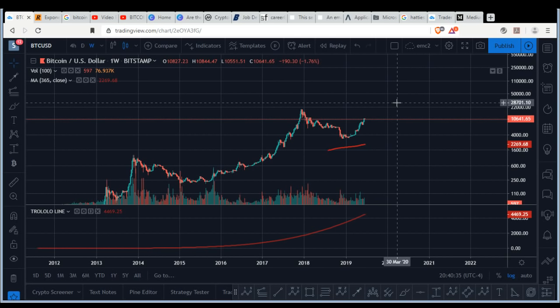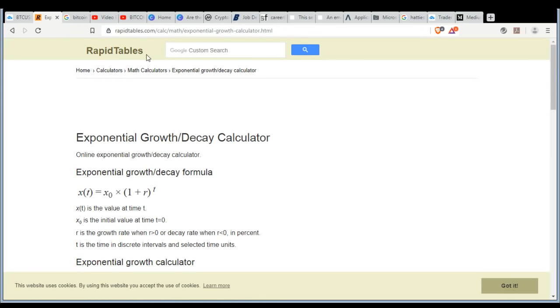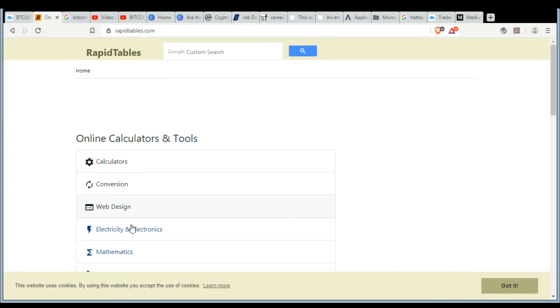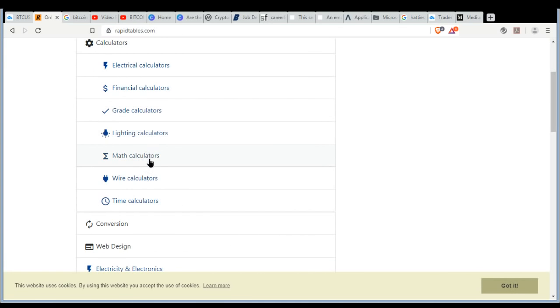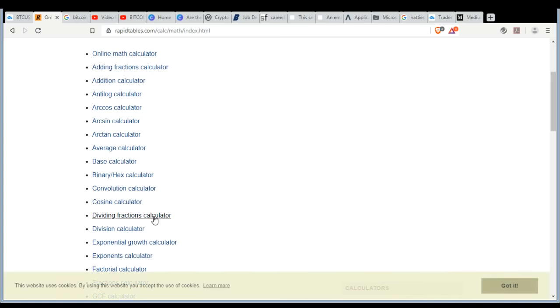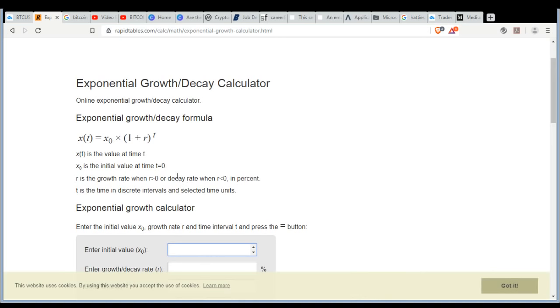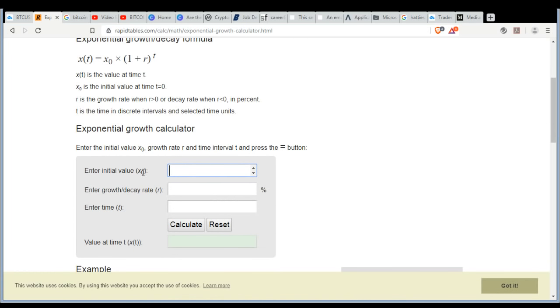Let's just estimate 2.5 years, which is just about 130 weeks. So how do I calculate it? You have to go to rapidtables.com. You've got a calculator over there, an exponential growth rate calculator. Click on calculator, then click on math calculator, and then go to exponential growth rate calculator. So you don't need to know anything about this. You just have to plug in your numbers.